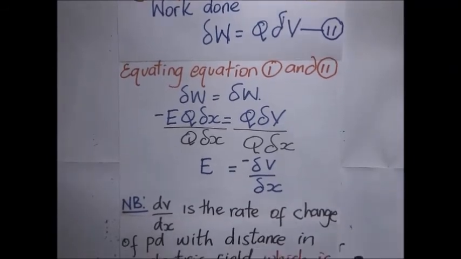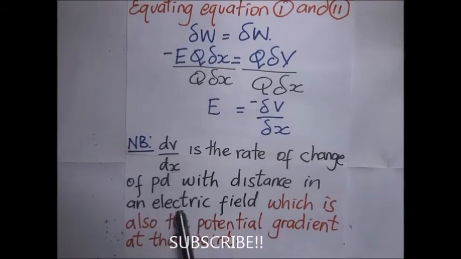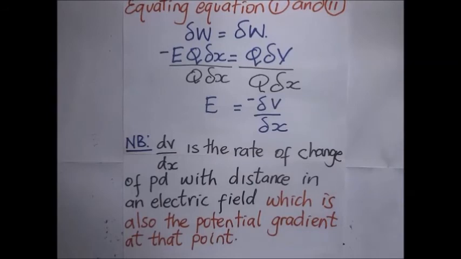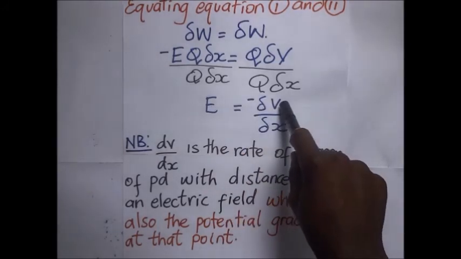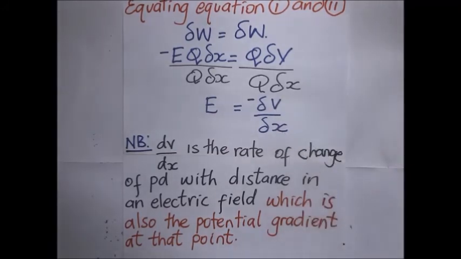So to note, NB, dV/dx is the rate of change of PD with the distance in the electric field, which is also the potential gradient at that point. So where does this leave us? It gives us an expression that in uniform fields, therefore, intensity is going to be equal to the potential difference divided by the distance.